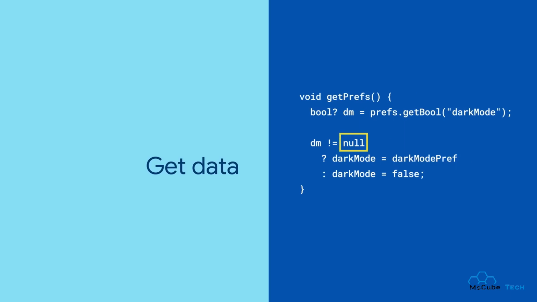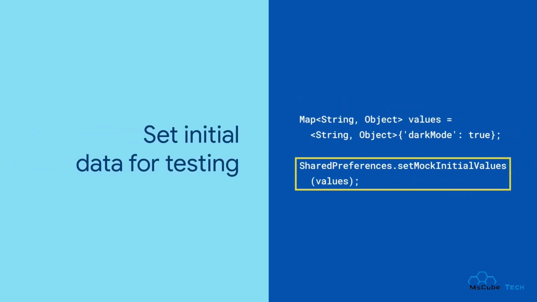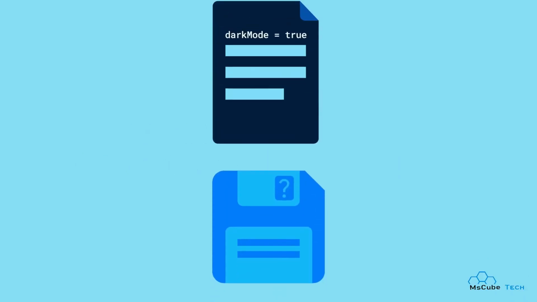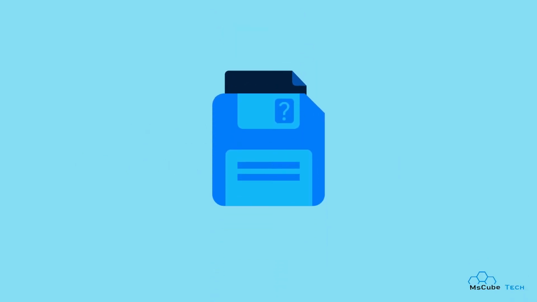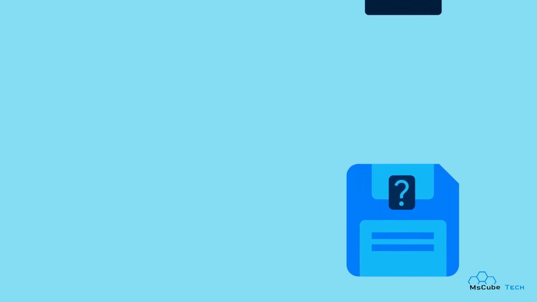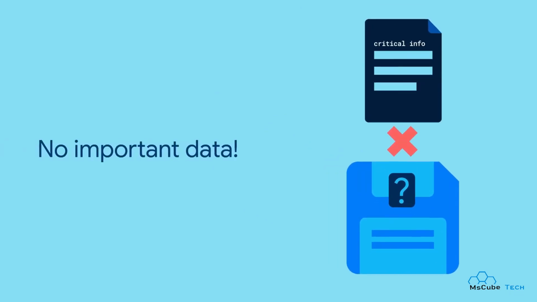And when it comes time to test your code, Shared Preferences contains its own mocks. This enables you to set initial values for testing without using any platform APIs that may be unavailable during unit tests. One thing to remember with Shared Preferences and persistent storage, there is no guarantee that the writes will be persisted to disk. So make sure you don't use it to store any critical app data.